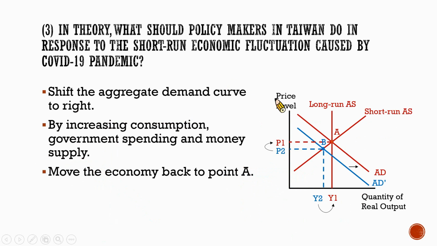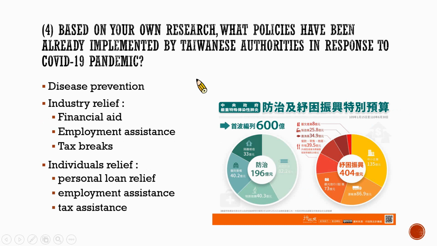The government should shift the aggregate demand curve to the right and achieve the original equilibrium point by increasing consumption, government spending, and money supply. If properly done, the government moves the economy back to point A. What policies have been already implemented by Taiwanese authorities in response to COVID-19 pandemic?